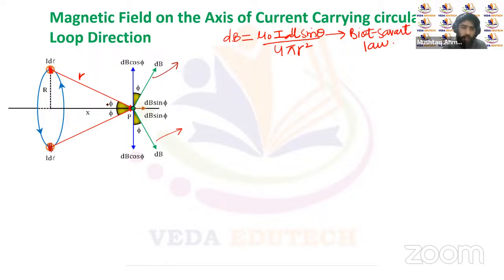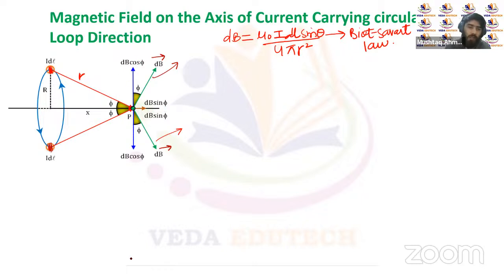Let's suppose this is the angle phi, which the dl element makes with the axis of this ring at point P. This angle will also be equal to phi. We can resolve this dB vector into two components. One component will be along the y-axis, that will be dB cos phi. Another component will be along the x-axis, that will be dB sine phi. The same goes with this other dB magnetic field: one component dB cos phi, another component dB sine phi.